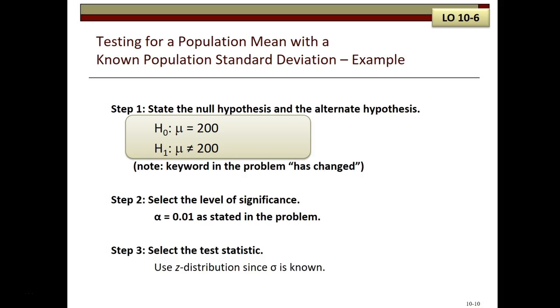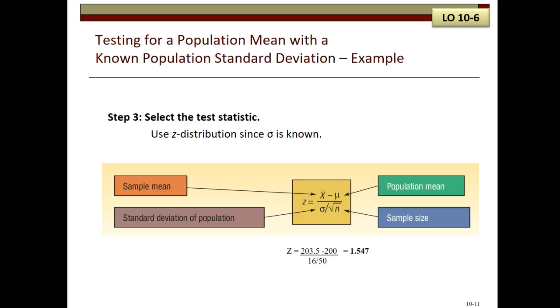So the first 3 steps are relatively easy, and we went through those yesterday. We know it's going to be a z, so there's our formula for a z. We've been doing that a thousand times now. The sample mean minus the population mean, divided by the standard deviation of the population divided by the square root of the sample size, which we know is 50. I put this down here so you could see what it looks like. And we get a z-score of 1.547.